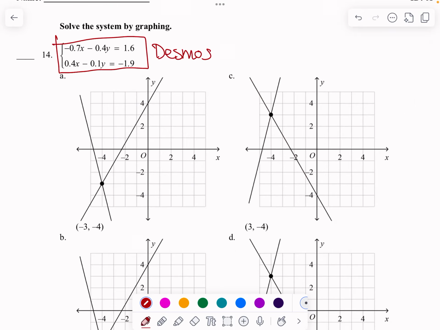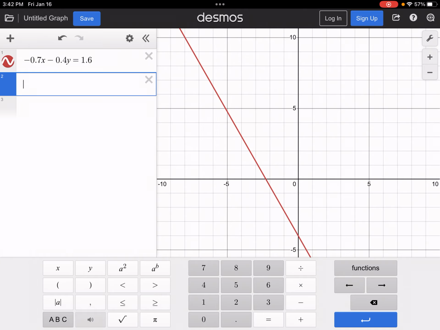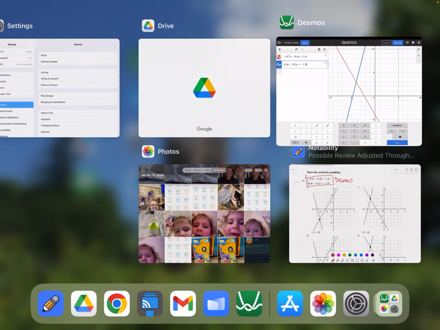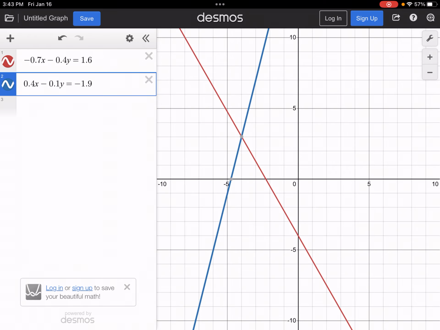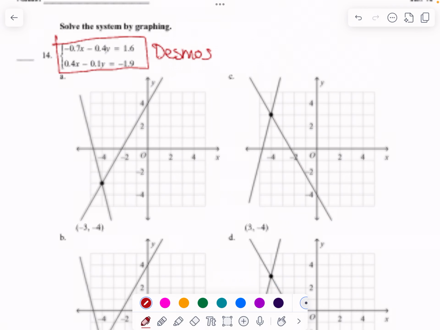Okay. And then 0.4, 0.1, and -1.9. So 0.4x minus 0.1y equals negative, was it 1.9? Or was it 0.9? 1.9, nice. Okay, so I can see that they cross at the point negative 4, 3. So I want to pick the one that looks about like this with negative 4, 3 as the answer. So it looks like it's C.